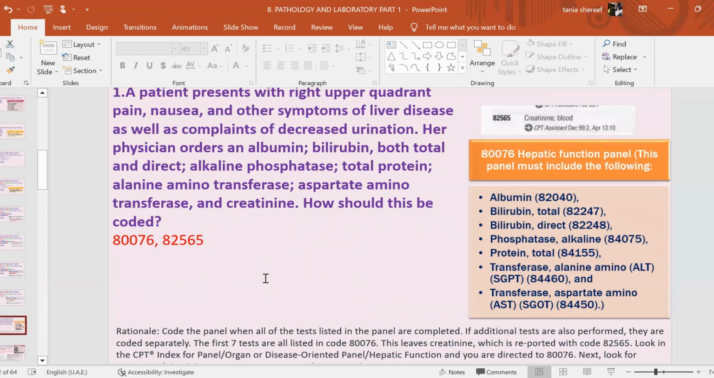Now, another example. A patient presents with right upper quadrant pain, nausea, and other symptoms of liver disease, as well as complaints of decreased urination. Her physician orders an albumin, bilirubin, both total and direct, alkaline phosphatase, total protein, alanine aminotransferase, aspartate aminotransferase, and creatinine. Okay, so for ease, we are taking the panel 80076, hepatic function panel. So we are going to check whether all these codes are there.